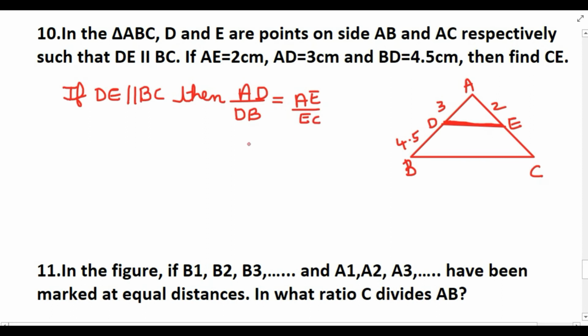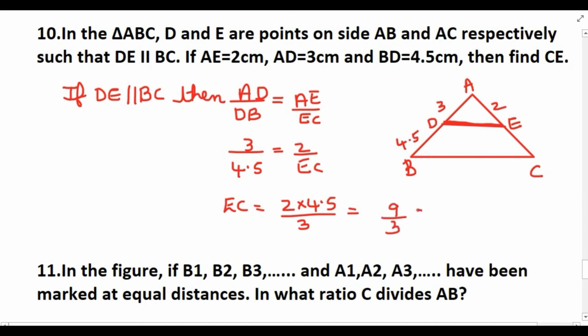That means I can write 3 divided by 4.5 is equal to 2 divided by EC, or EC is equal to 2 into 4.5 divided by 3, which is equal to 9 divided by 3, which is 3 centimeter.